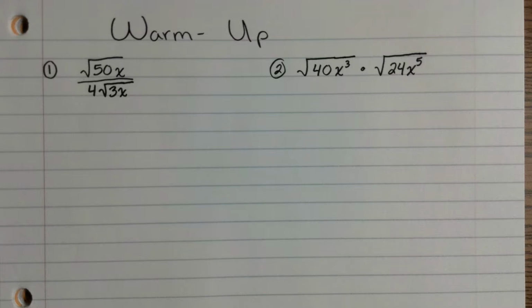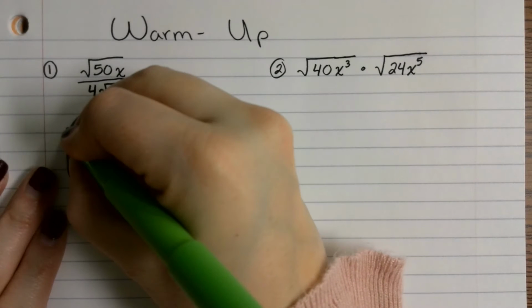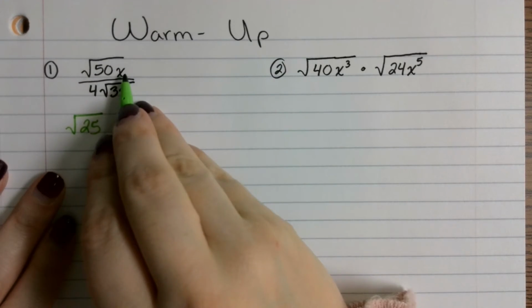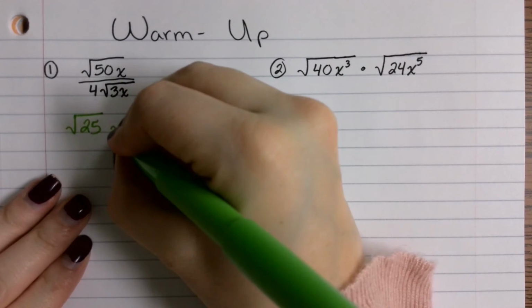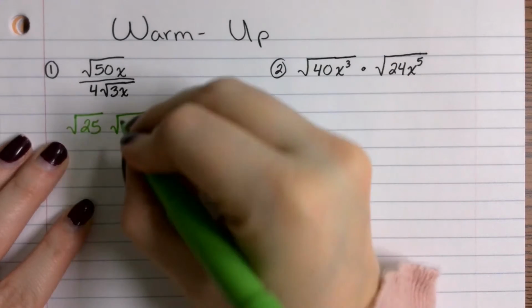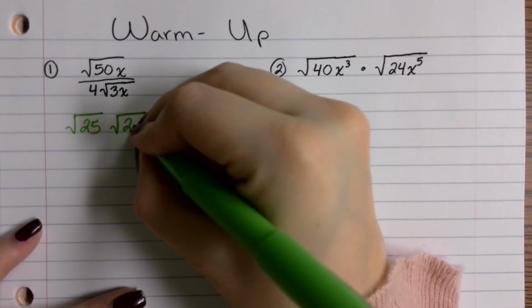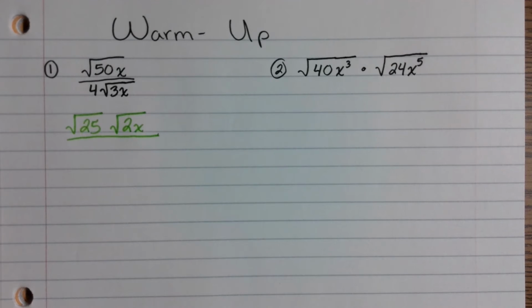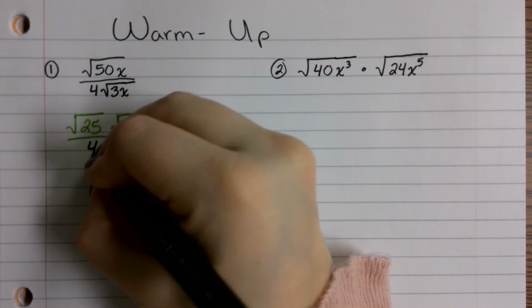50x. What can we break it up into? 25 and 2x. Remember, the x is not perfect. That x still has to belong. Don't forget about that. So 25 for one of the square roots, and then square root of 2x for the other factor. Then down here at the bottom, we still have that 4 square root of 3x.